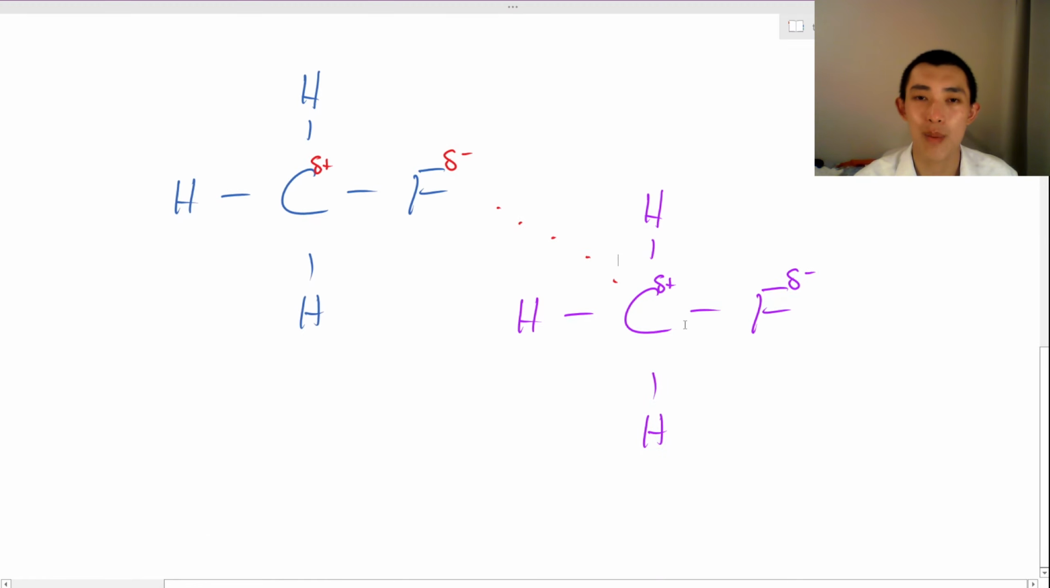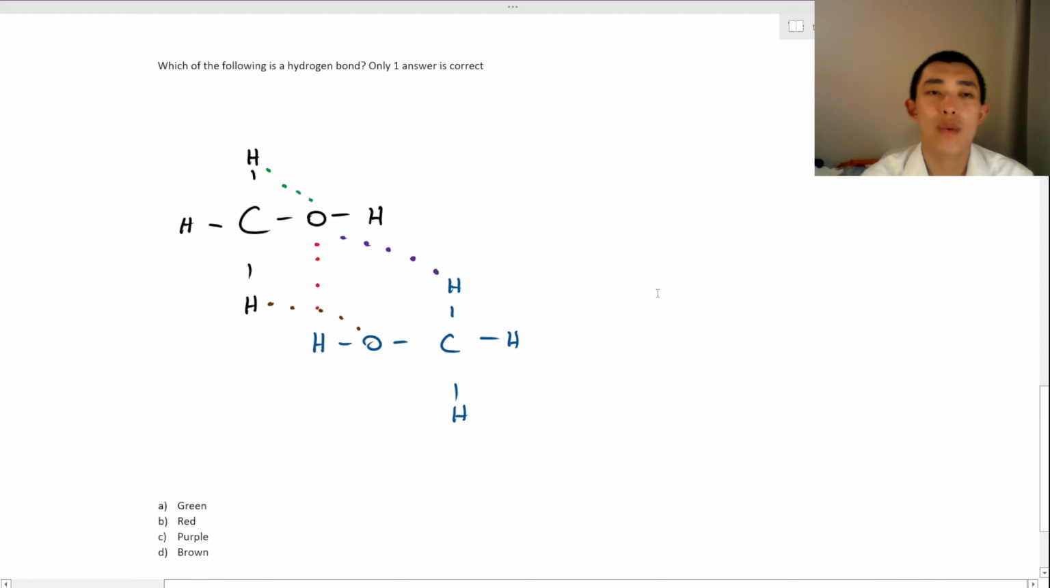Let's look at another example. Let's have a look at this question. Which of these dotted lines is a hydrogen bond? Only one of these answers is correct. So is this green one a hydrogen bond? Is it the purple one, red one, or brown one? Which of these is the hydrogen bond? The answer is red, B.